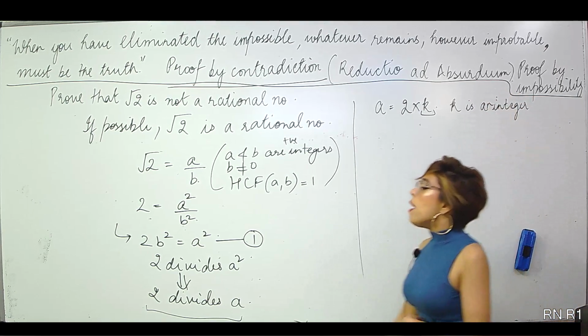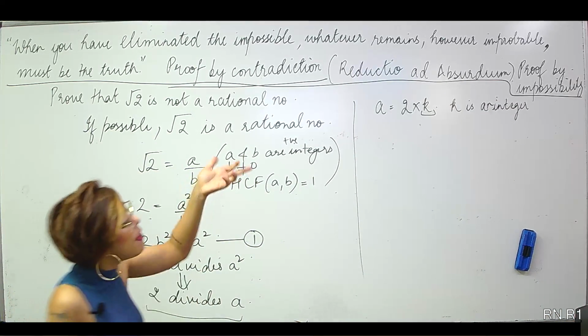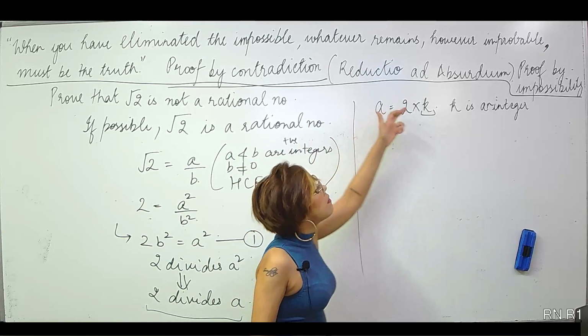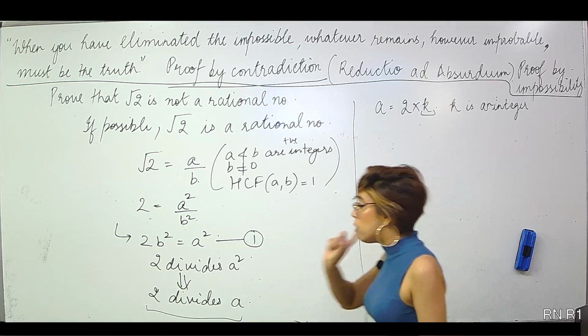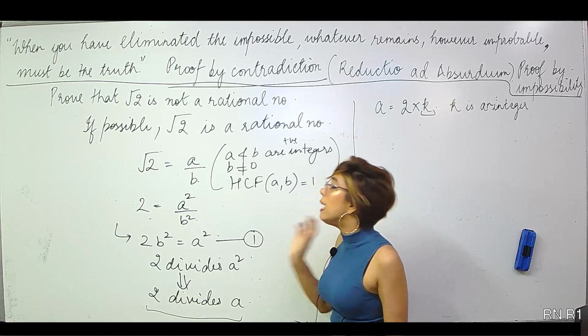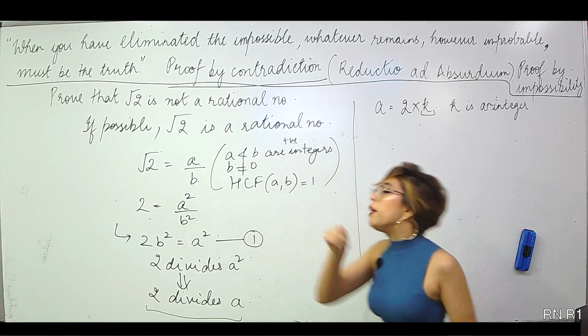Right? Now, if I have to proceed further, I need to use proof by contradiction, and I have arrived at this point that a has a factor of 2. Right? Because I need a contradiction, if I am able to prove that even b has a factor of 2, my problem will be solved. Now, I will try to do that.